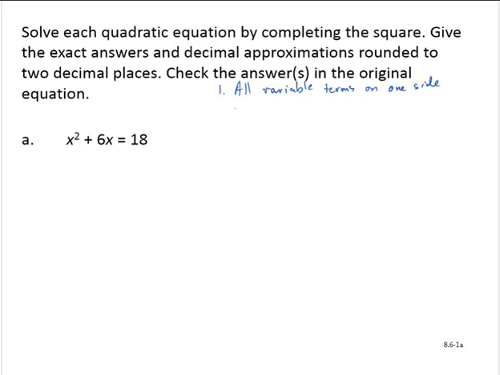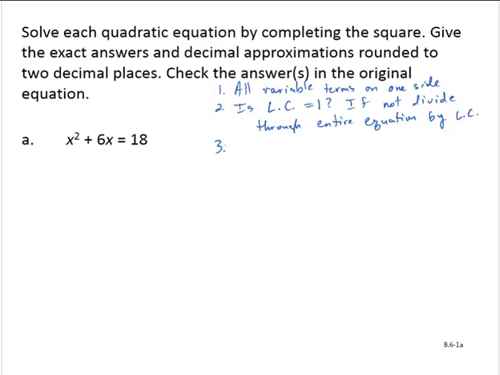Alright, we've got that. Second, is the lead coefficient equal to 1? If not, divide through the entire equation by that lead coefficient. So notice we already have that so far. We have x squared plus 6x equals 18. We have all the variable terms on one side, and our lead coefficient is 1.